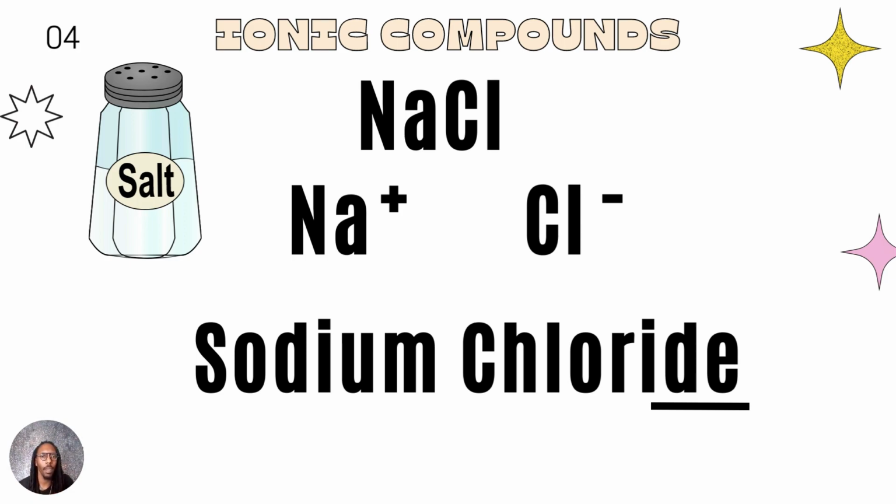Now, once we get that metal and non-metal, we then just need to translate it to the actual words. Sodium, we keep the first cation the same. You do not touch that. It's always going to be sodium. And then the only thing that we do touch and change is the anion. We change that ending from chlorine to chloride.